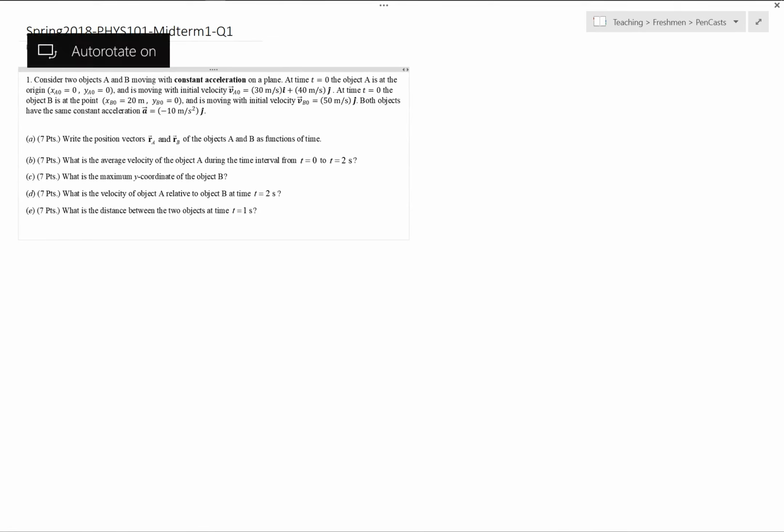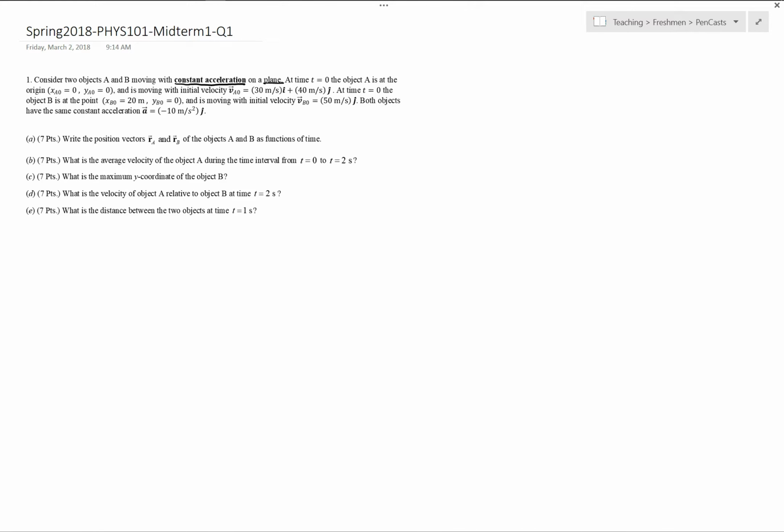Okay, so this is the solution for Spring 2008 Physics 101 Midterm 1 question 1. We're asked to consider two objects A and B moving with constant acceleration on a plane, which means this is a two-dimensional question. So if it's constant acceleration, I can separately use constant acceleration formulas for the position of A and B, x component and y component, all of them separately.